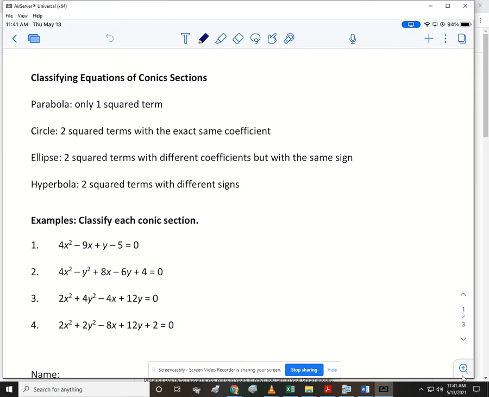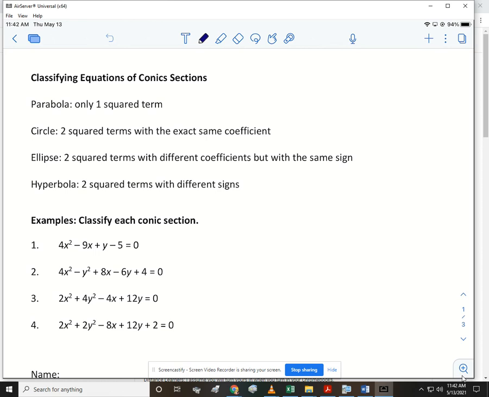The very last lesson we're learning this year is on classifying equations of conic sections. And so you should be able to look at an equation when it's not in standard form, when it's just in random order of terms, and know what is what. All right.